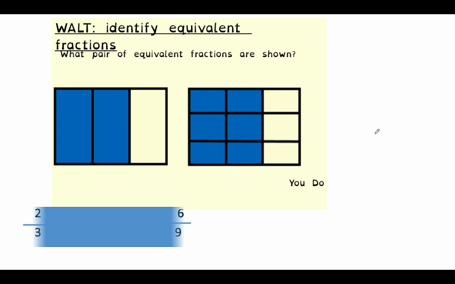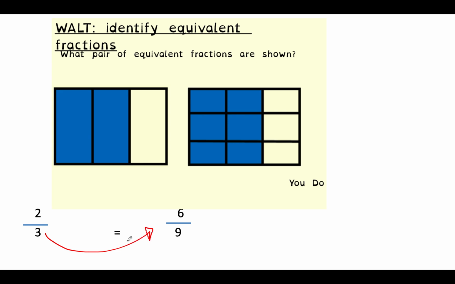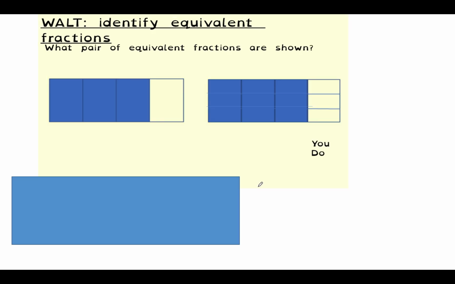Okay, so hopefully you got 2/3 is equal to 6/9. And again, what do we times 3 by to get to 9? Know your times table, 3, 6, 9, times by 3. So whatever we do to the denominator, we do to the numerator. So we times that 2 by 3, and we've got our answer 6. Right, next one. Pause the video, have a go for yourself.